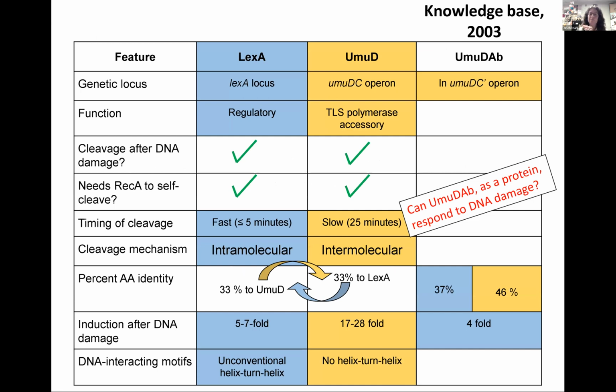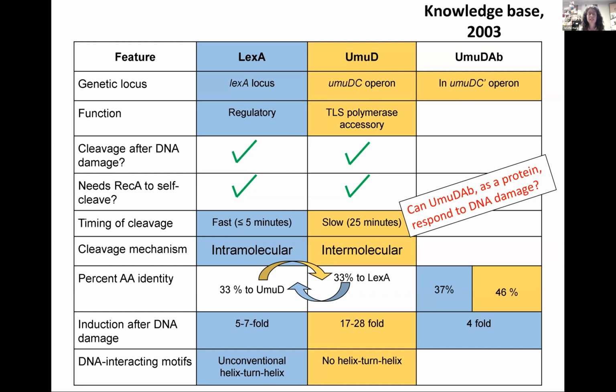So when I came to MSU about 19 years ago, on the right is kind of the knowledge base of what we knew about UMUD-AB. We knew some things in the blue column about what LEX-A proteins in other species do. We knew the same sets of information for what UMUD proteins in other species do, but neither one of those were present in the Acinetobacter baylyi that I was starting to study. And so it's like, well, what is UMUD-AB? Is it like a LEX-A? Is it a UMUD? Is there something that it's doing that is providing a response? Is it responsive to DNA damage?